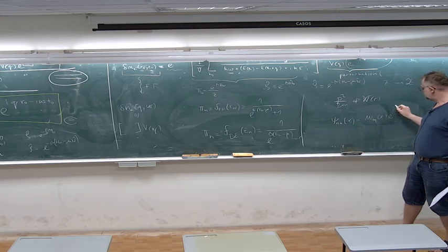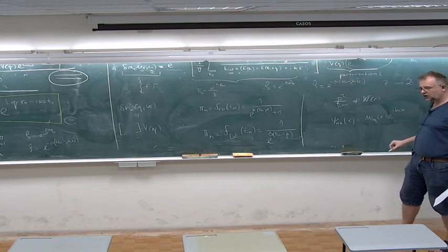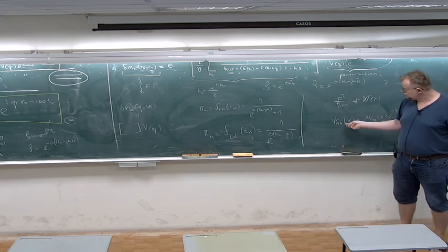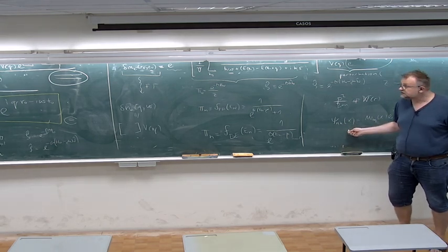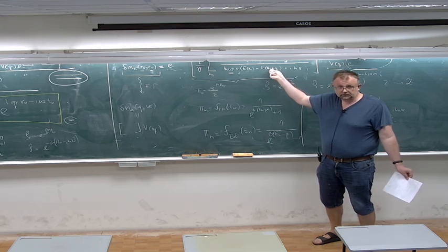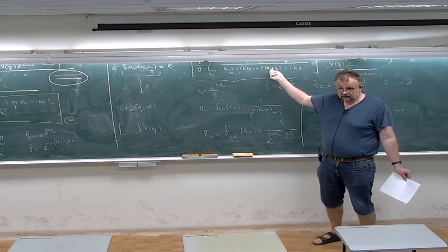Times e to the ikx. This is the Bloch theorem. So the task would be, you need to derive, assuming these wave functions, how this will look. There will be some modifications appearing here. We would not be able to get rid of something.